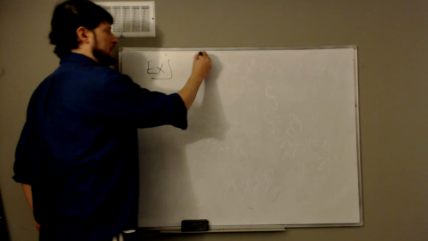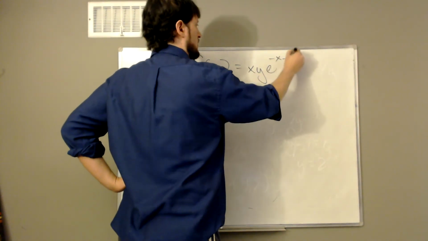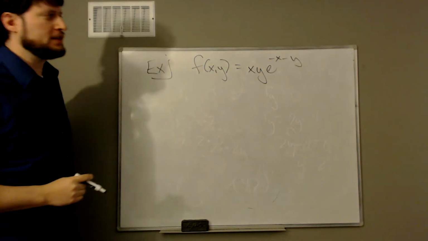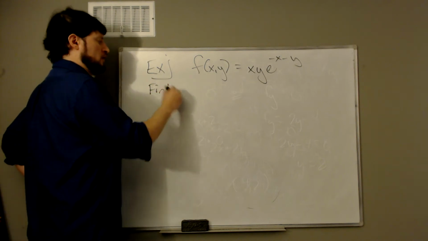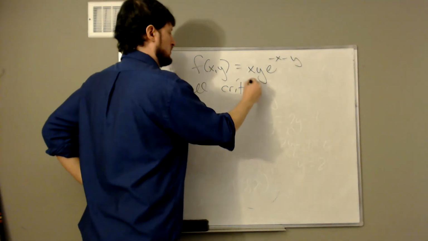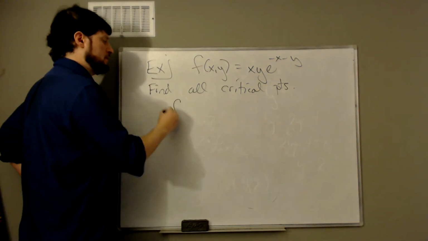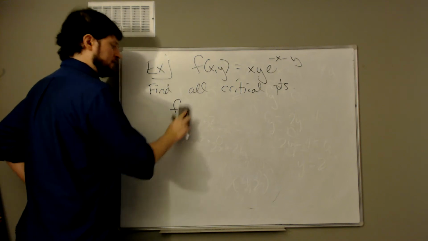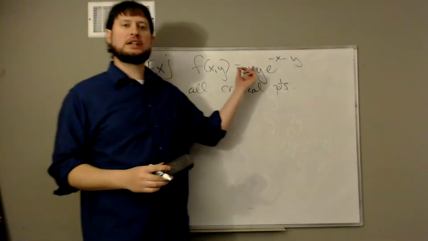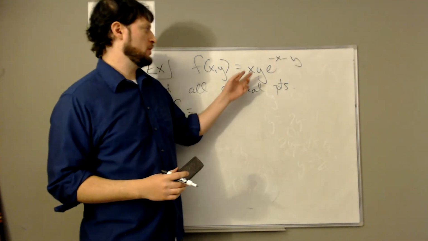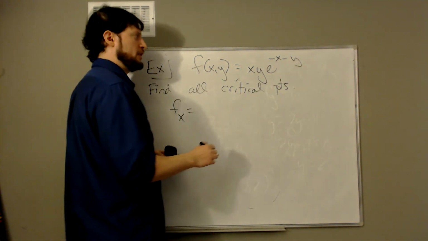All right, so let's look at a bit more of a complicated example. Here's this function, f of x, y is xy e to the minus x minus y. Let's find all critical points. Well, we need f sub x and f sub y, the partial derivatives. Now this one's a bit more complicated because we actually need to apply the product rule. We have an x, and then we have an x in the exponent for e to the x. So we have to apply the product rule.